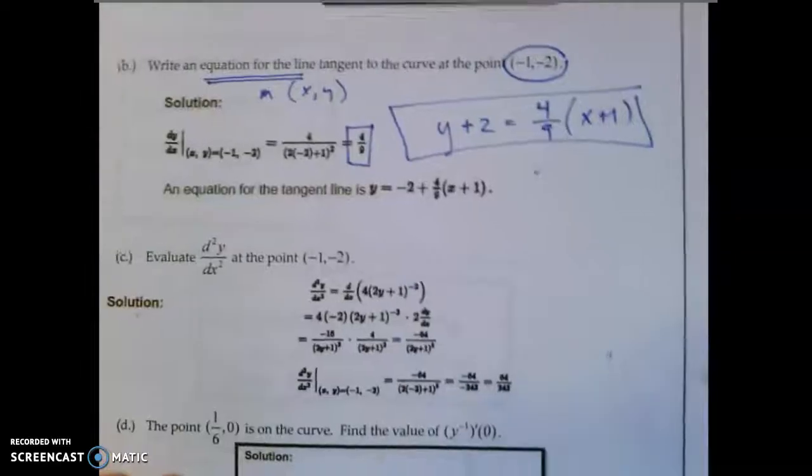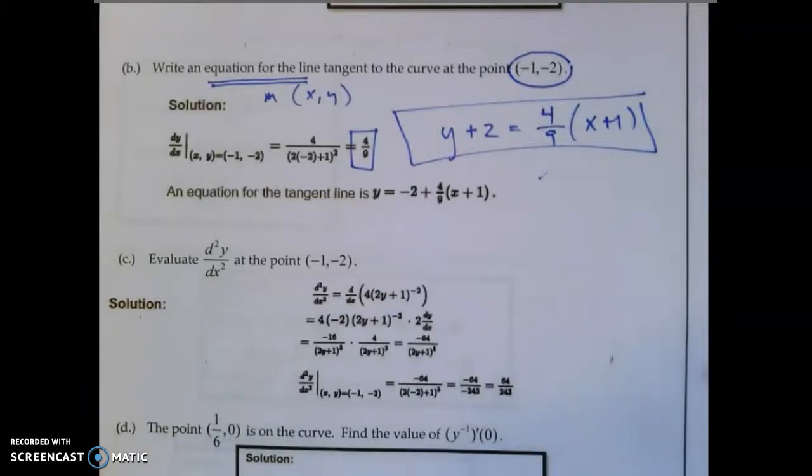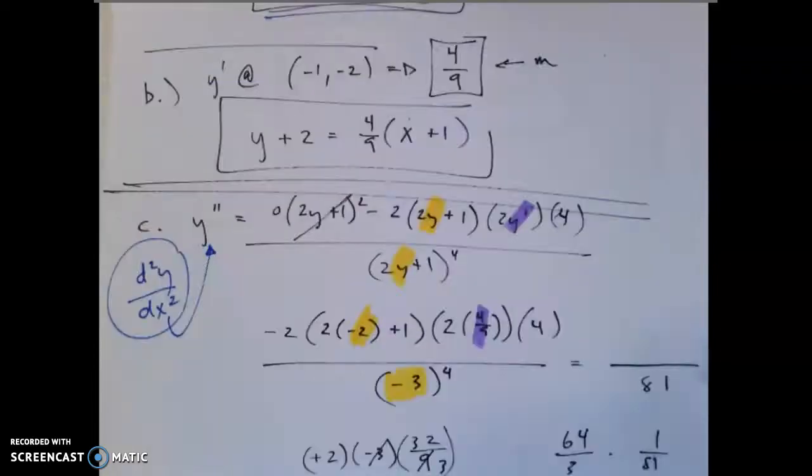Part C. Okay, part C is they want the second derivative. So I'm going to take my original derivative, and I'm going to find the second derivative. We're going to use the quotient rule.